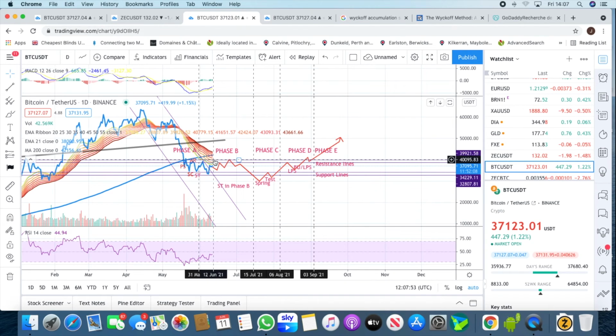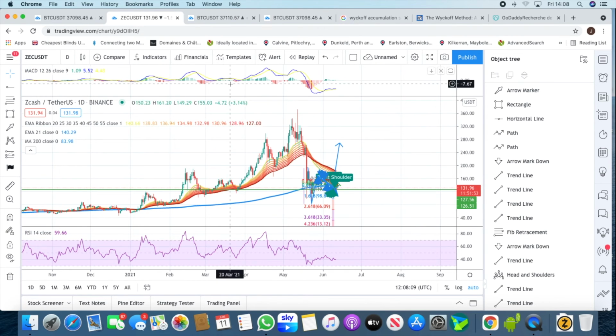I think we'll stick broadly to this for the time being, but let's see. ZCash, however, is looking incredibly bullish.